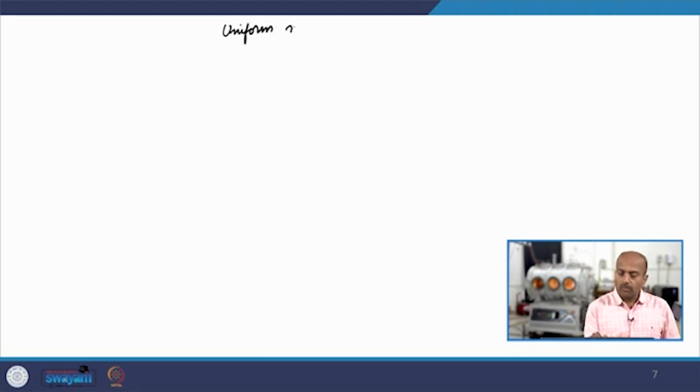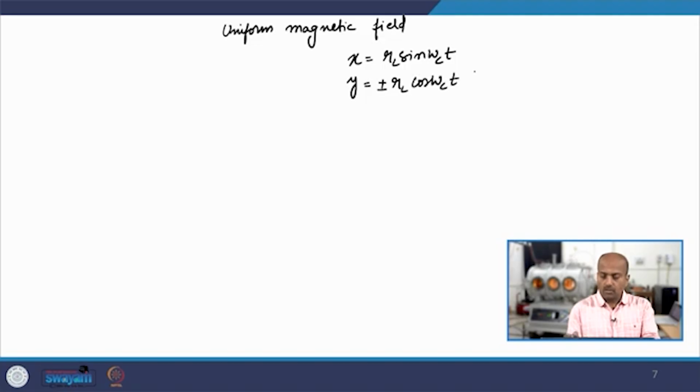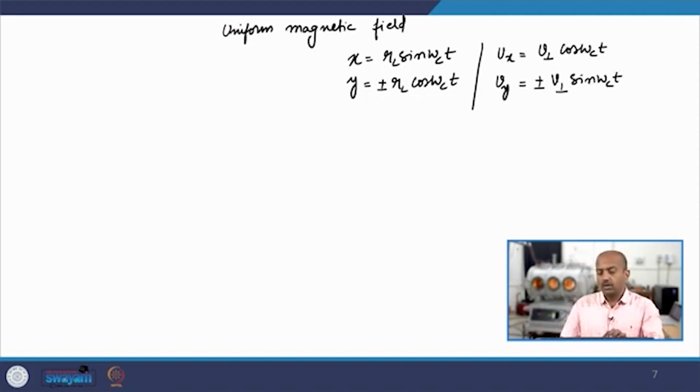For example, we know in the case of a uniform magnetic field, what we know so far from the earlier discussion is that the position can be written as x equals R_L sin omega_c t, y equals plus minus R_L cos omega_c t, whereas Vx, the x component of the velocity, is V perpendicular cos omega_c t, and Vy, the y component of the velocity, is plus minus V perpendicular sin omega_c t.